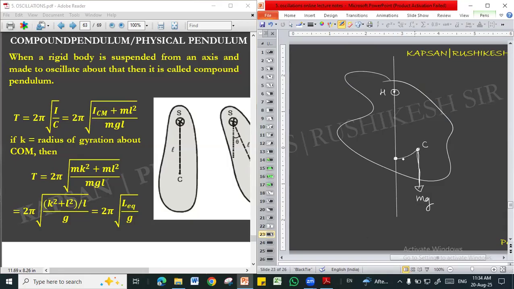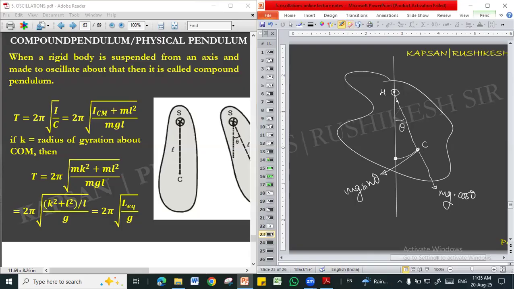You can resolve this mg into two components. But before that, you have to take the instantaneous angular position of the center of mass. Let's say the instantaneous angular position is theta. This angle will also be theta. So this will be mg cos theta, and this will be mg sin theta. This mg sin theta is responsible for bringing the center of mass below the hinge, or to the mean position.